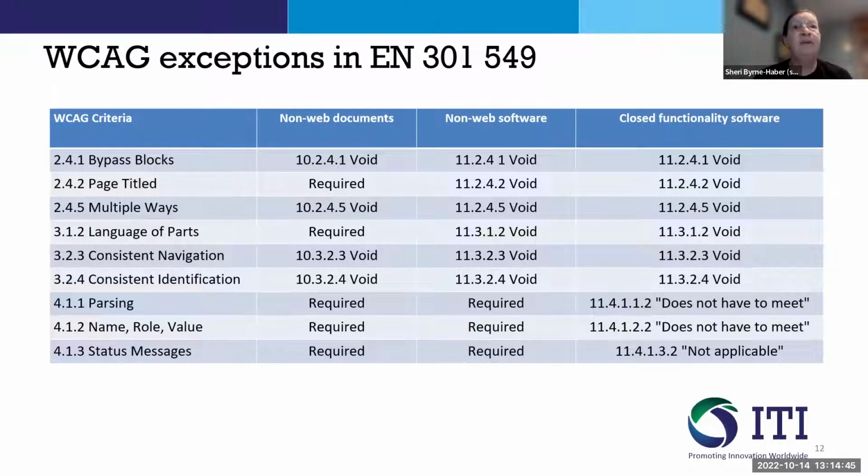And for the final three categories, the items are required for non-web documentation and non-web software. So that's parsing, which is 4.1.1, name role value, which is 4.1.2, and status message, which is 4.1.3. So if you've got non-web software or non-web documentation, those three categories are required. Under closed functionality software, parsing and name role value do not have to be met, and status messages are not applicable.